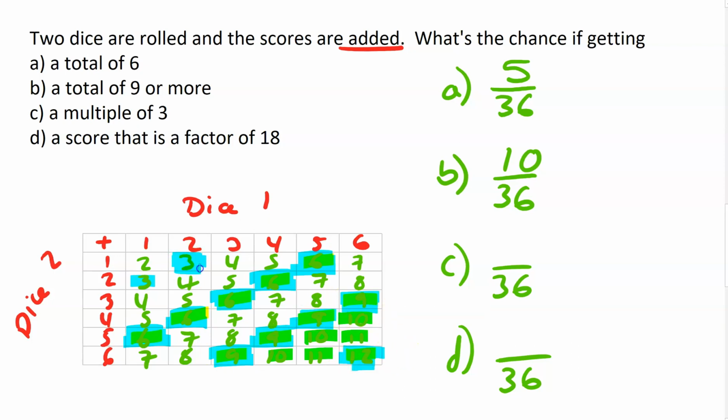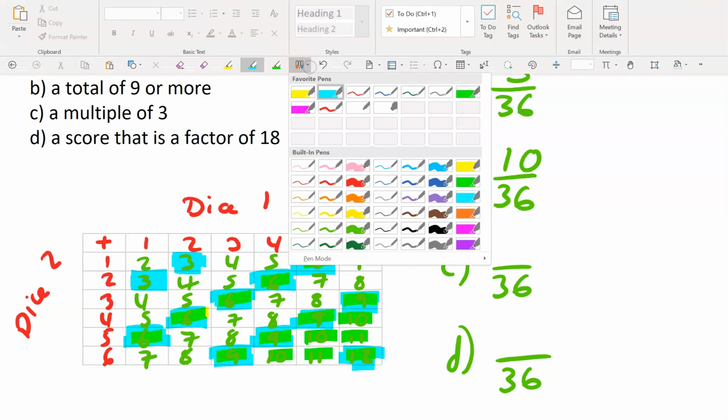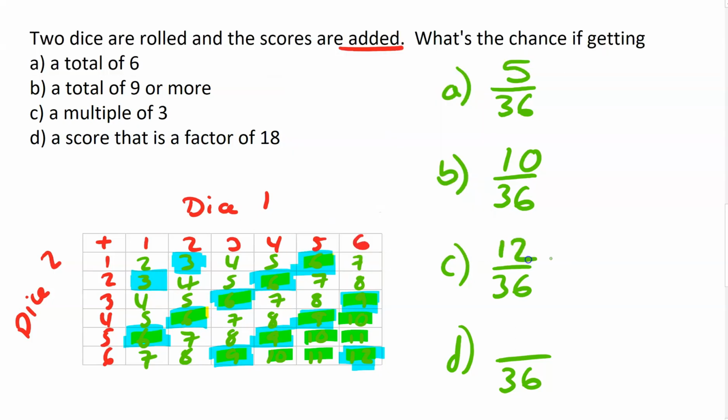So how many boxes have I highlighted blue? 1, 2, 3, 4, 5, 6, 7, 8, 9, 10, 11, 12. So the answer to that one is 12 out of 36. And then the last one, a factor of 18. That means numbers you can divide 18 by.